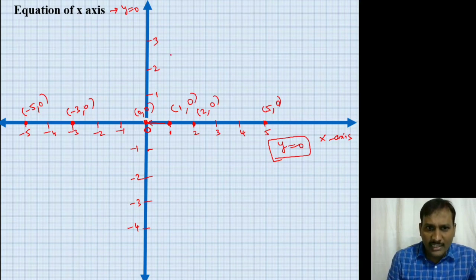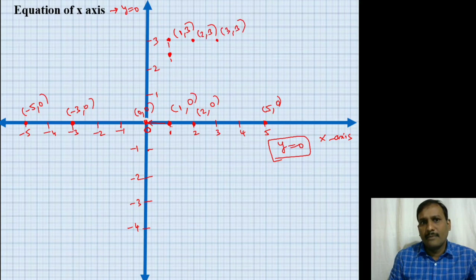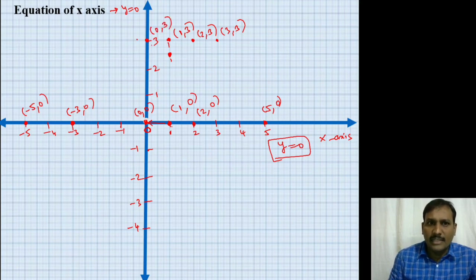Now I want to take this point. What about this? It is representing 1 on x and 3 on y. So can I say it is 1 comma 3? And what about this? It is 2 comma 3. And this is 3 comma 3. Now what about this point? It is representing 0 on x-axis, comma 3 on y-axis. So 0 comma 3. And what about this? It is minus 1 comma 3, this is minus 2 comma 3, and this is minus 3 comma 3.